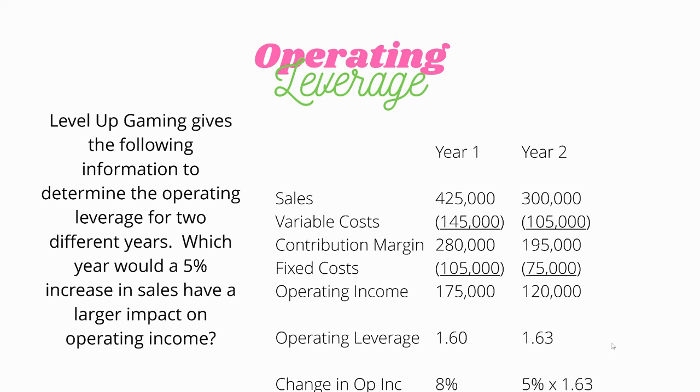For year 2, we take the 5% increase in sales times the operating leverage of 1.63. This gives us a change in operating income of 8.15%, which shows that for year 2, a 5% increase in sales would have a larger impact on operating income due to the operating leverage.